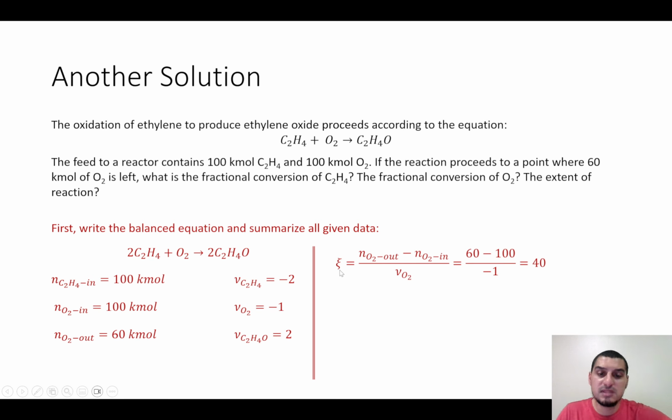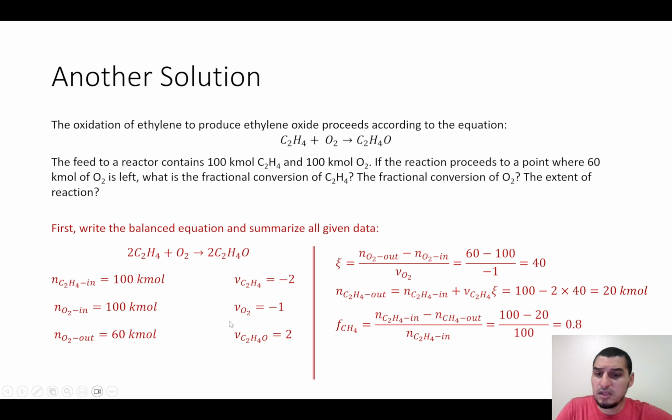Now I can use the same equation to calculate the number of moles produced for ethylene, which is N out equals N in plus the coefficient multiplied by the extent of reaction. So it's 100 plus negative 2, which is minus 2, multiplied by 40, so it's 20. And the same if you want to calculate the number of moles of ethylene oxide, it's going to be possible, but it's not required here. That's why I didn't calculate it.